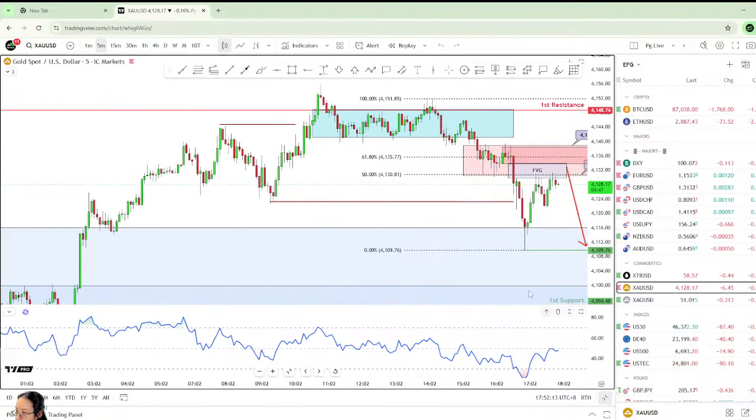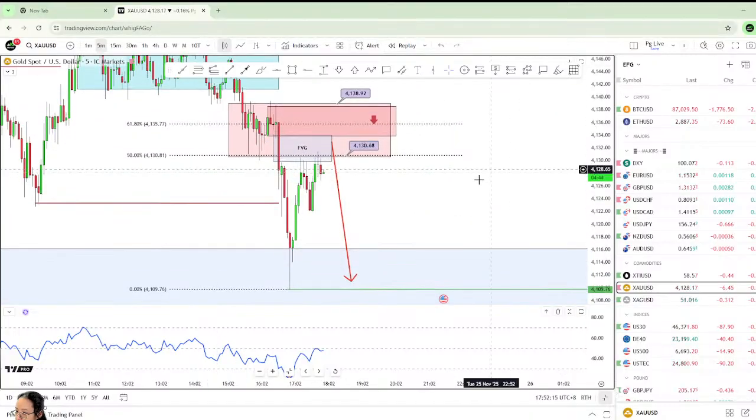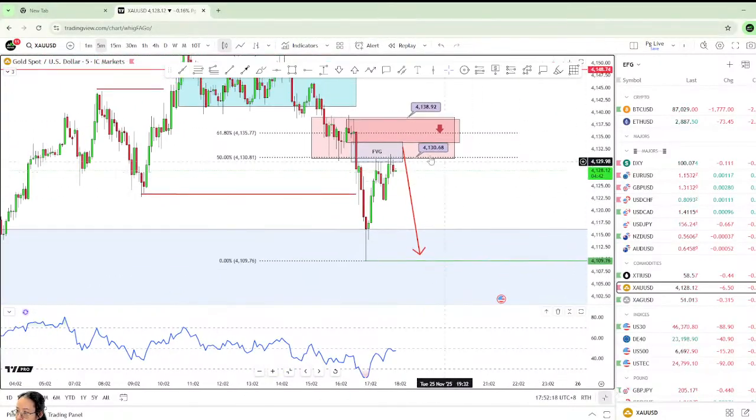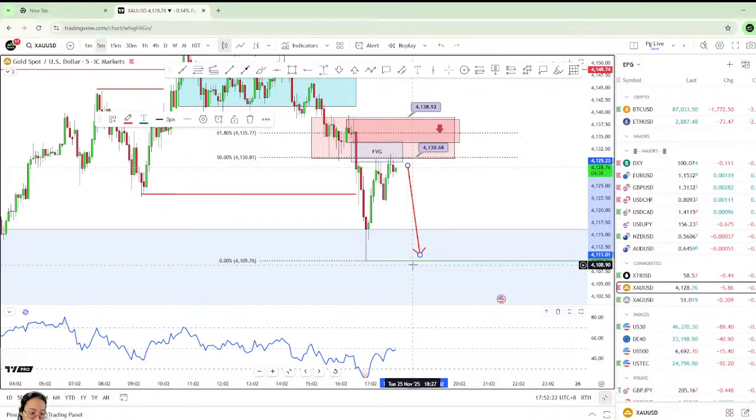Go back to gold again. I think gold is going to fall. If you sell here, guys, for the TP you just aim for this swing low support level.